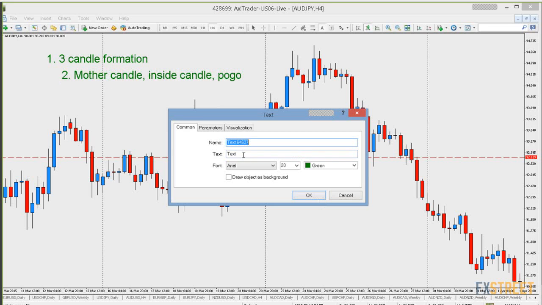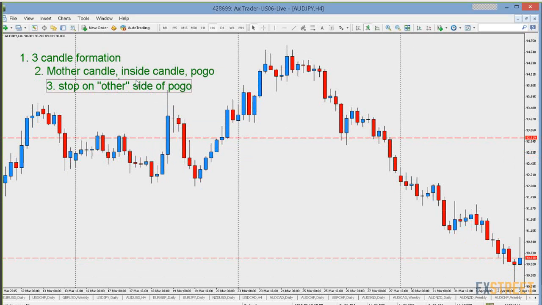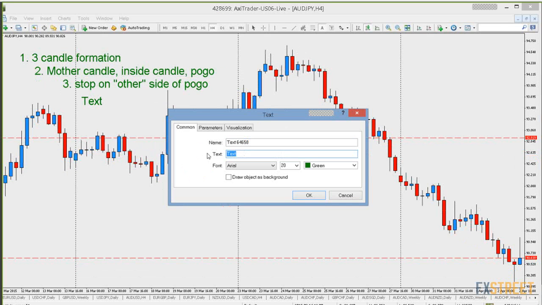Your stop is always on the other side of the pogo. Stop on other, when I say other, I mean the other direction. The other side of the pogo. And your entry is going to be on your inside candle. Okay? Unless the pogo has a higher high or a lower low, right? But in most cases, it should really be your inside candle that defines the entry.